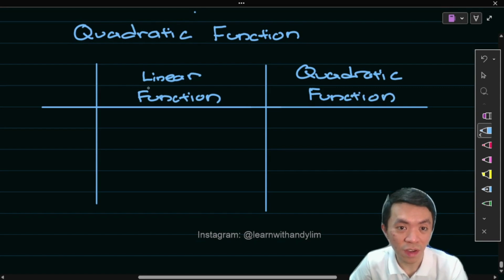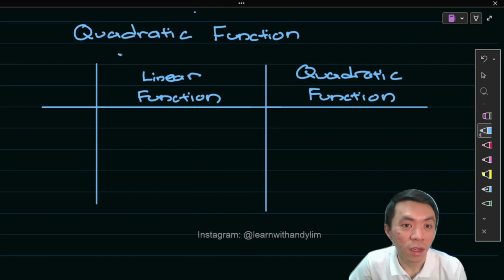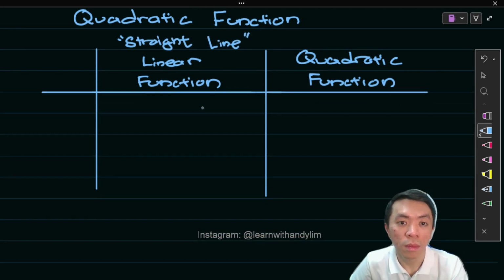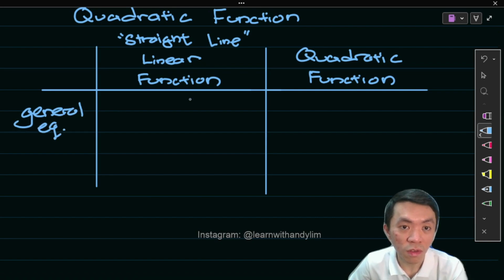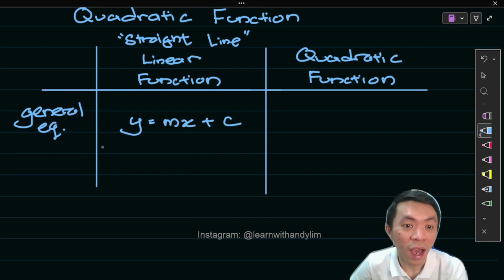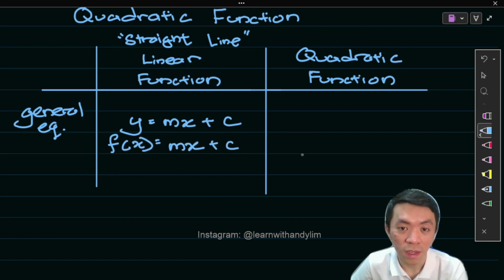For linear function, it is also known as a straight line from our session earlier. The general equation, let me just write this thing down first. General equation for linear function, it is y equal to mx plus c. I can also write it as f of x equal to mx plus c.